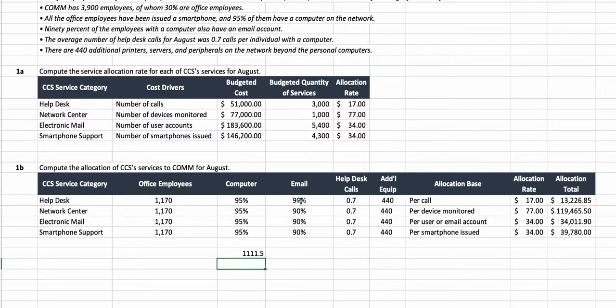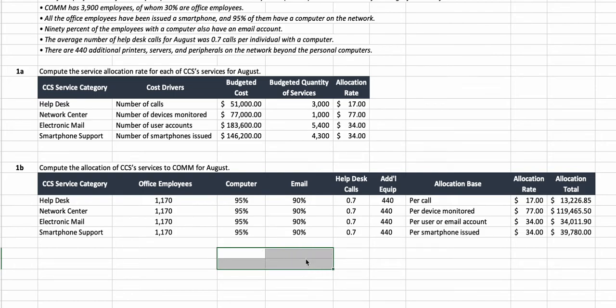We know that 90% of those people have a computer and email. So we can multiply that times the email. So we now know that some of these costs that we're going to compute are based on just 1,000 people. We're actually going to walk through which one requires us to factor in computer and email.